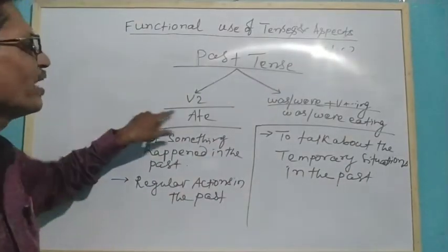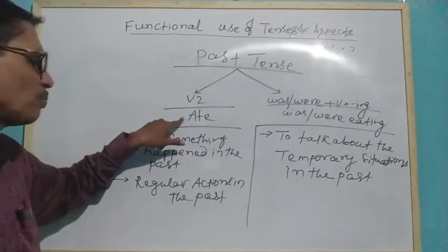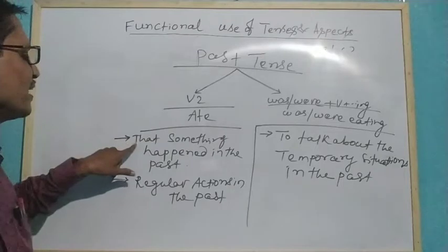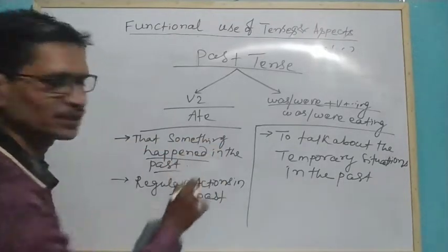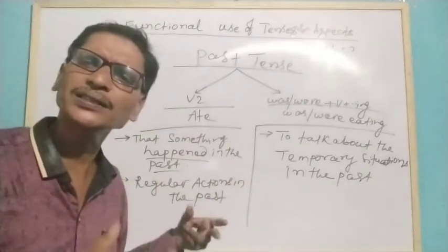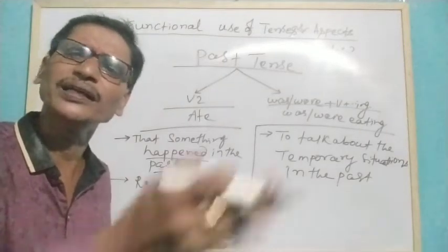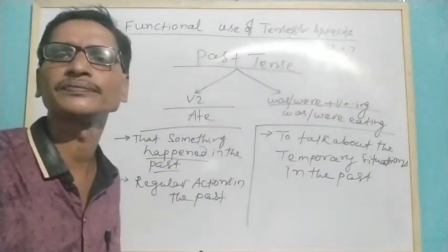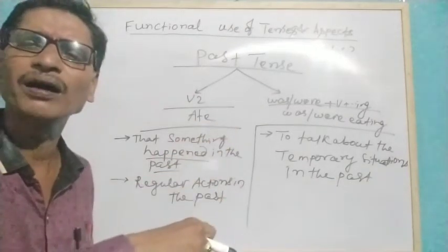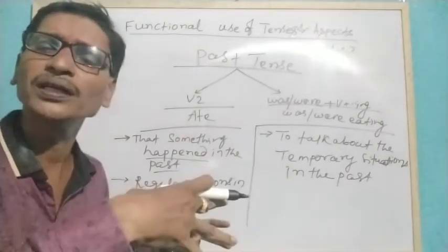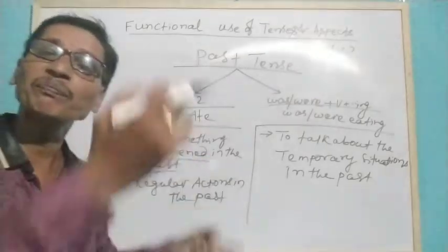So here you see, when we use the verb second form, we say that something happened in the past. Something happened in the past. Yesterday I bought a new dress. Last week my friend returned from London. Yesterday my brother brought a new cycle. Okay? So we are talking something happened in the past.